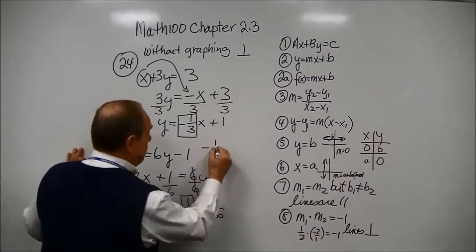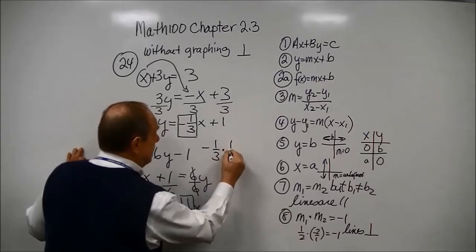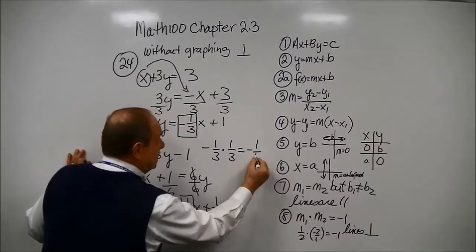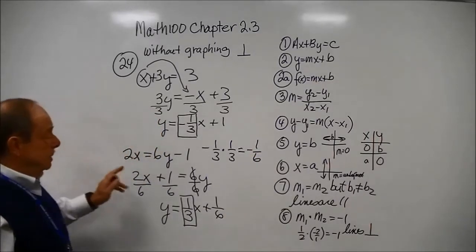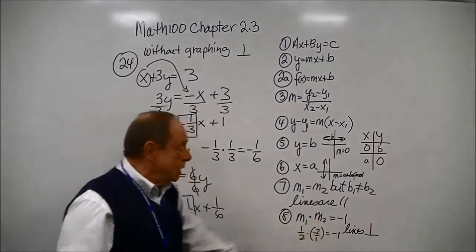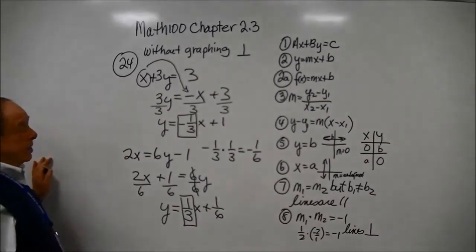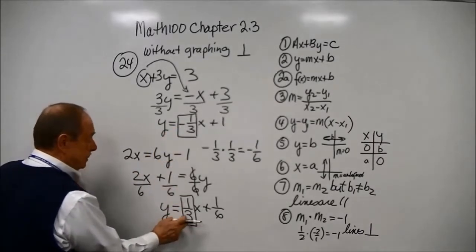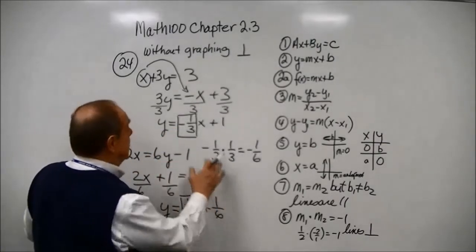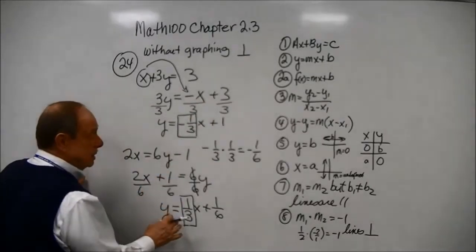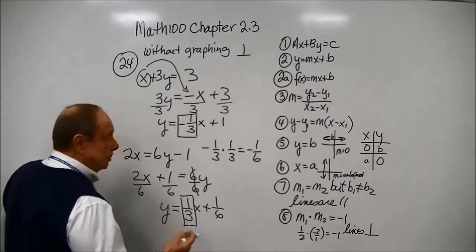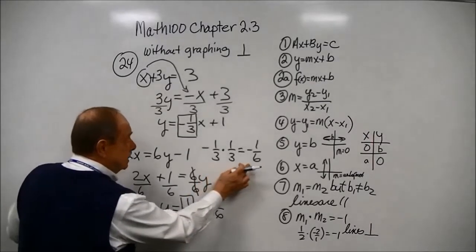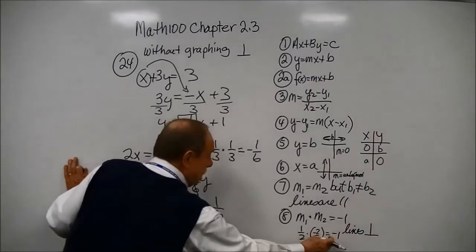So now I'm going to compare the slopes. I have -1/3 times 1/3, and that equals -1/9. Does it equal a -1? And the answer is no. It equals -1/9 when we multiply the slopes. So therefore, these lines are not perpendicular. Again, why? Because the product of the slopes does not equal a -1.